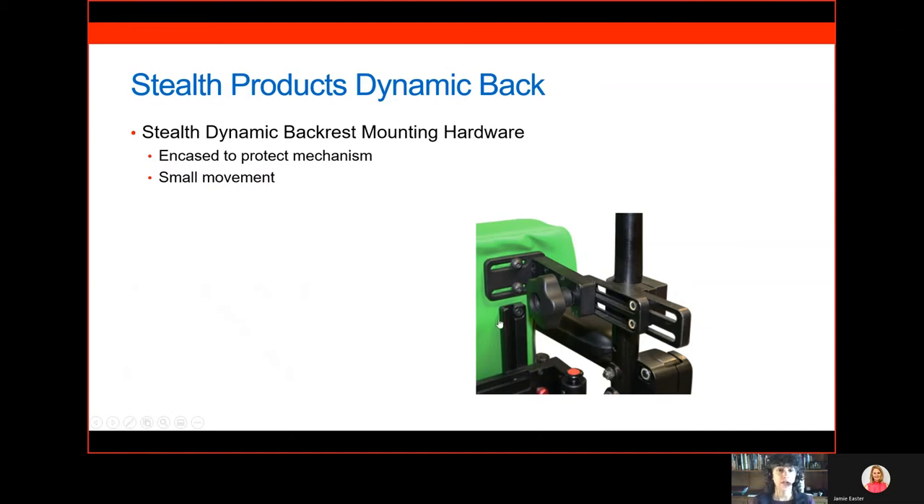Stealth Products also has a dynamic backrest mounting hardware, and this is designed specifically to be used with a linear back. So you might recognize this hardware here. It's very commonly used to mount a back like this to the back canes. But in this case, where this knob is, there's actually a spring inside there that allows the back to move back ever so slightly, not very much. And the entire mechanism is encased so that dirt and grime doesn't get in there either. This is not designed to provide a lot of movement for the client. It is designed to protect the hardware from breakage.